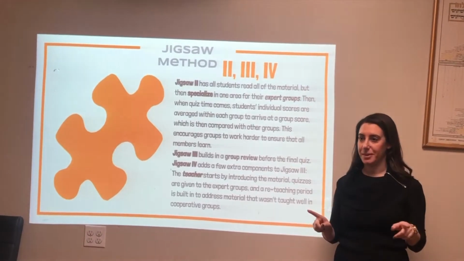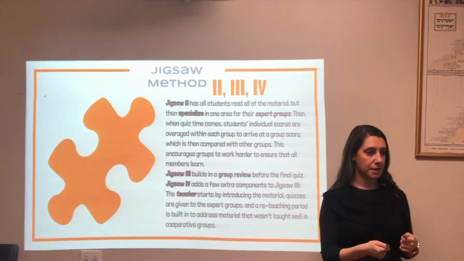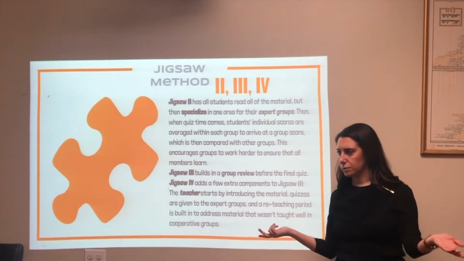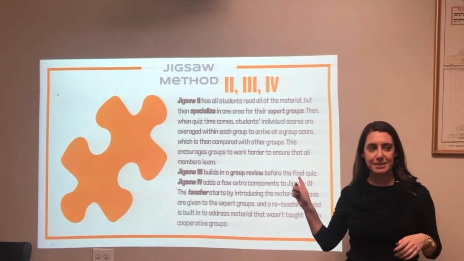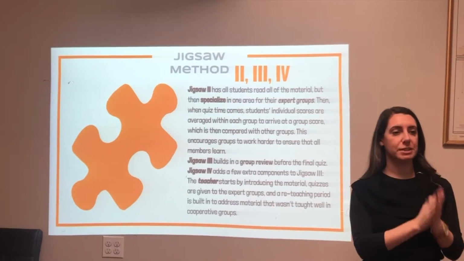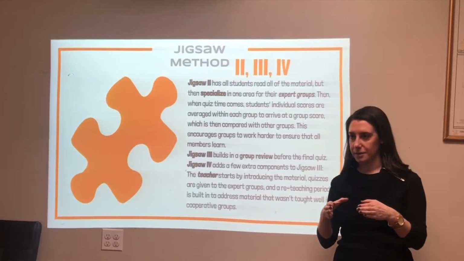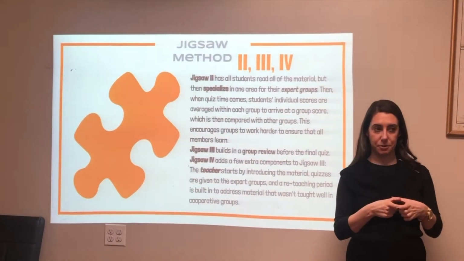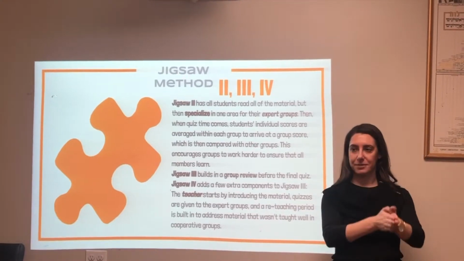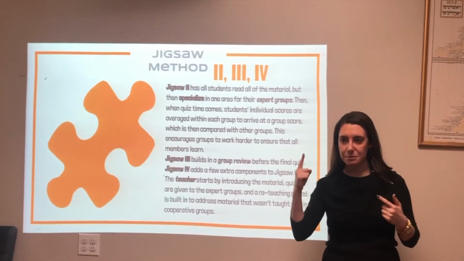Now this is pretty cool. So regularly in Jigsaw 1, you just give an assessment afterwards, quiz, whatnot, and you give an individual score, just like you would do usually. Now, this alternative is not only do you give an individual score, you also give a group score. So that expert group, you take the average of that group and you give it to each of the students in that group. So they're responsible for themselves, and now they're responsible for each other.